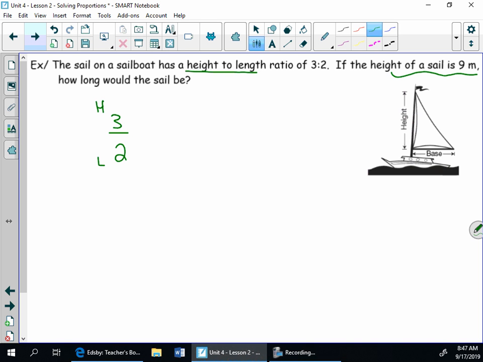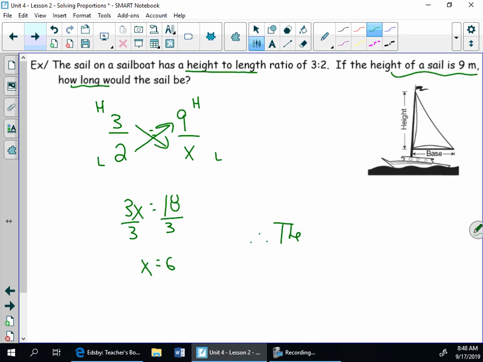Okay, height is on the top. How long would the sail be? That's my x, the thing I don't know. That's exactly the same thing we just did. Cross multiply, so 3 times x makes 3x. 2 times 9 makes 18. I want to get x by itself, so we have to divide by 3, and x is 6. Therefore, the sail is 6 meters long. And word problem, word answer.